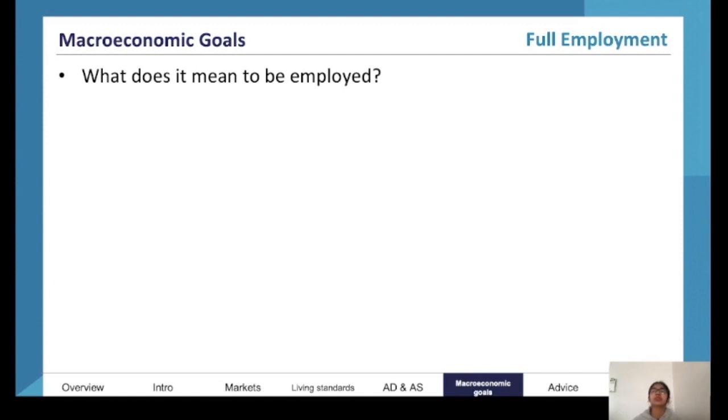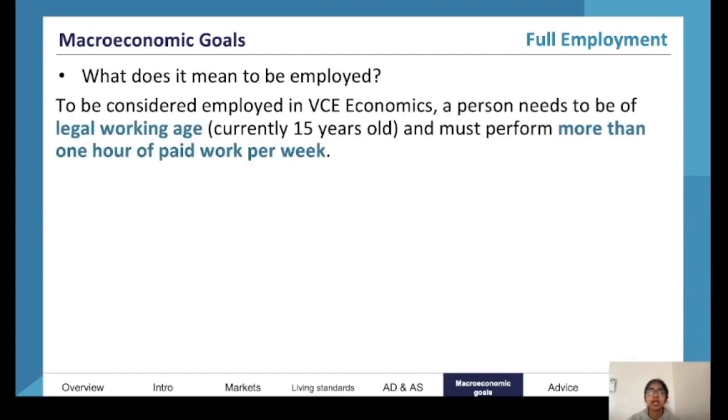Next, the last goal is all about full employment. So what does it mean? To be employed, you need to be first of legal working age, so 15 or older, and do more than 1 hour of paid work per week. So again, the definition is pretty loose. As long as you do 1 hour of work every week and you're paid for it and you're over 15, you're considered employed. So literally you don't have to work a lot to be fully employed.